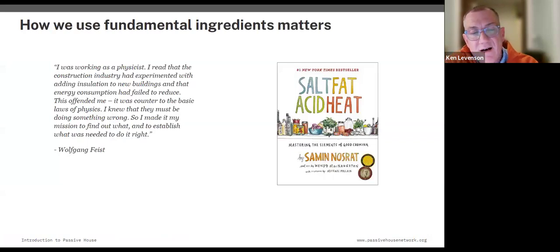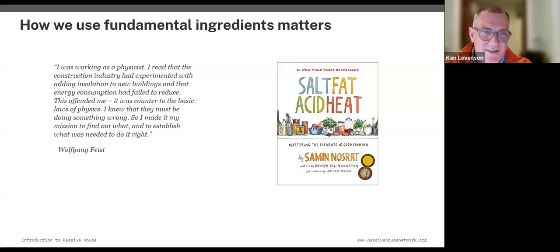It started, I should say, from doing that experiment in particular, when Wolfgang Feist founded the institute. He has this quote, which I'll read. It says, "I was working as a physicist. I read that the construction industry had experimented with adding insulation to new buildings and that energy consumption had failed to reduce. This offended me. It was counter to the basic laws of physics. I knew that they must be doing something wrong, so I made it my mission to find out what and to establish what was needed to do it right."